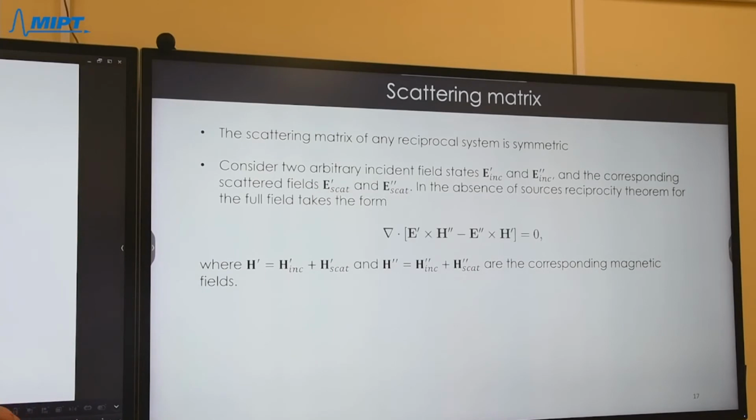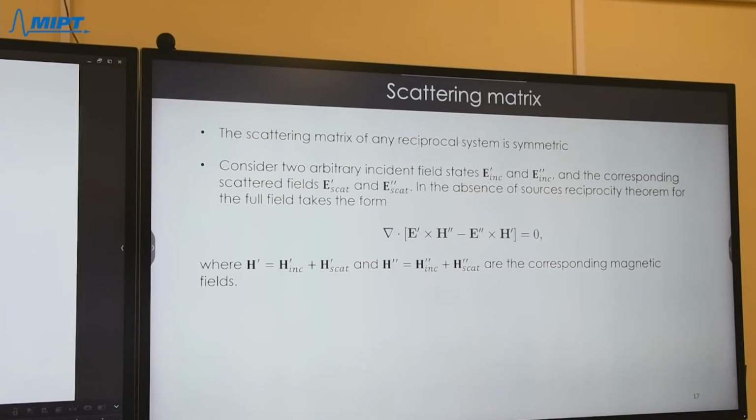And to derive this property, to figure out how this symmetry is expressed mathematically, we need to do a little bit of math. We need to do some tricks. So it's a bit complicated, but bear with me. I'll try to explain how we derive this property.